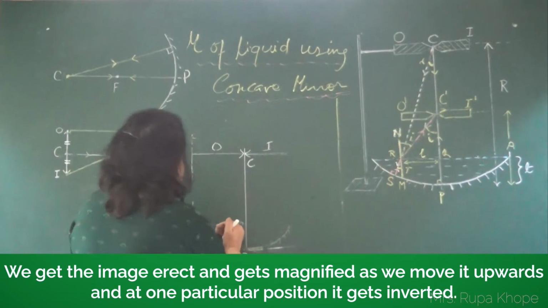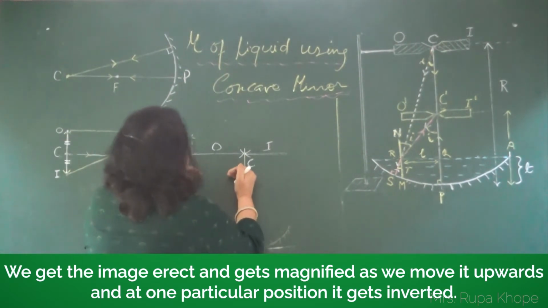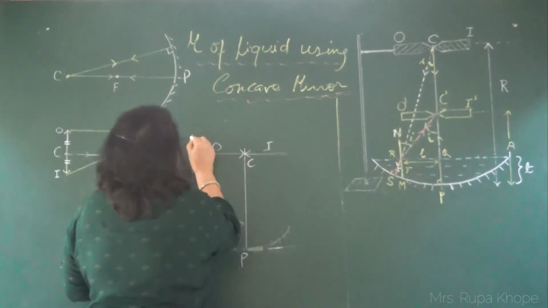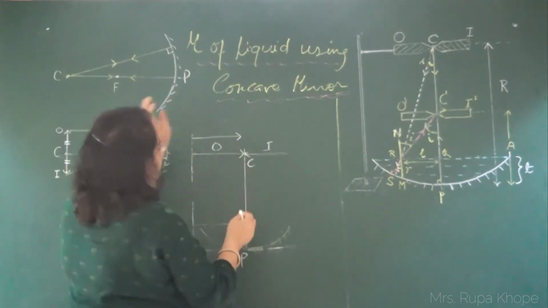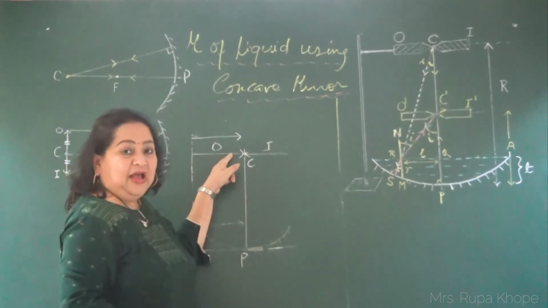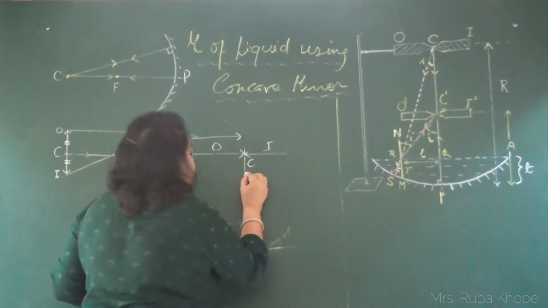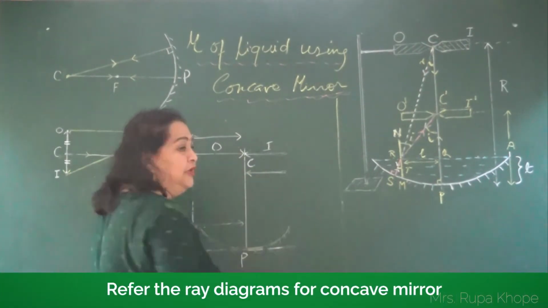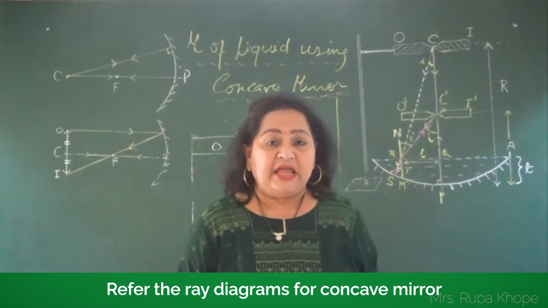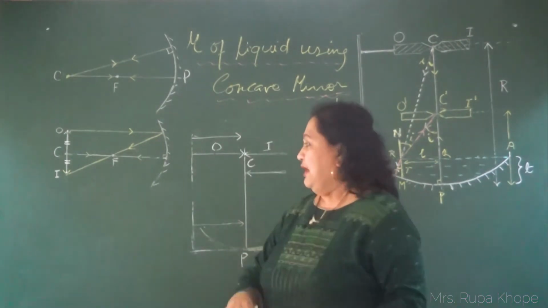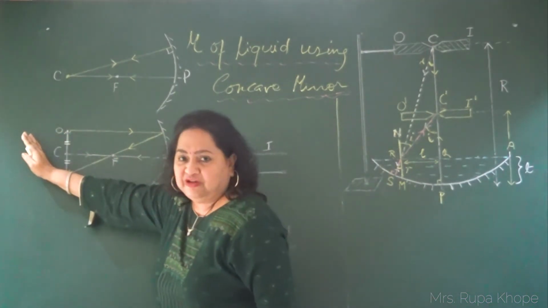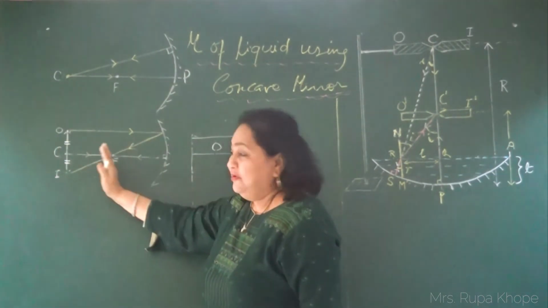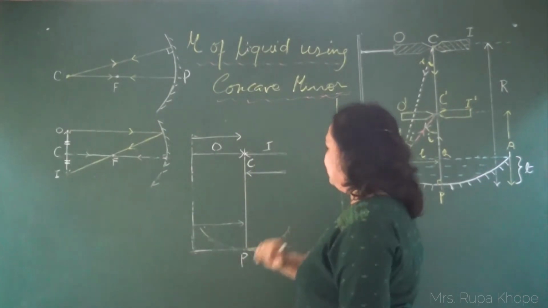Then slowly I take the object upward, upward, upward. And by chance, I cross this point C and the object comes here. It has crossed that point. And you will see that there is an image formed here. How will you come to know that the image is formed here? You must know the ray diagrams very well. Now the object is beyond the center of curvature, so the image is formed before the center of curvature, in between F and C. So I get the image here.